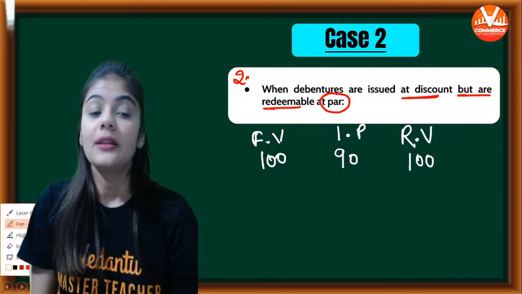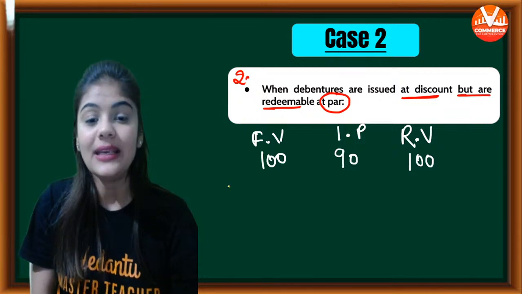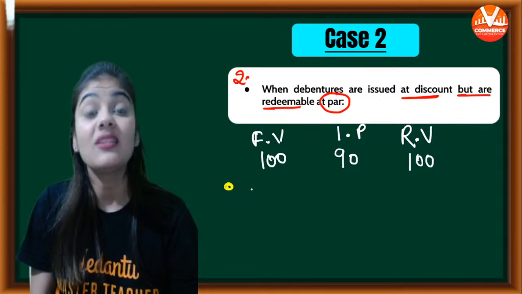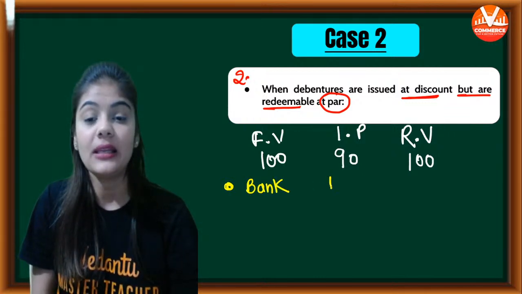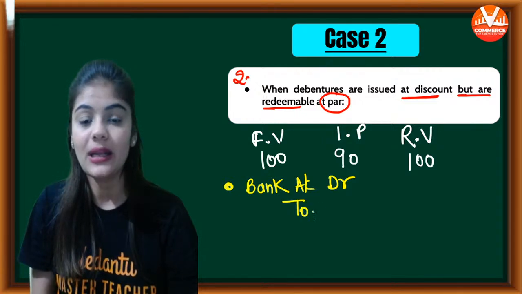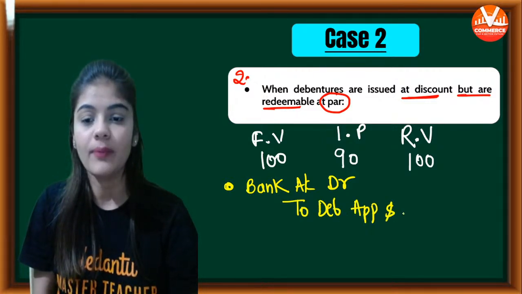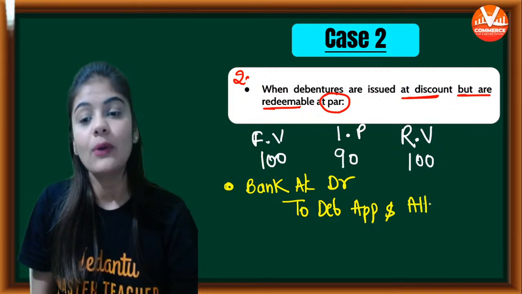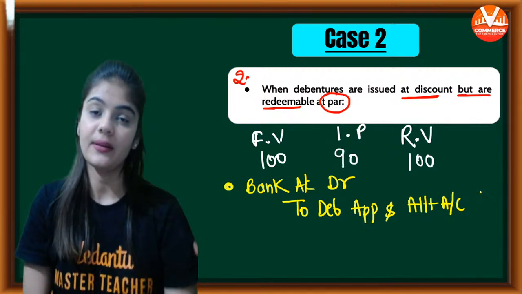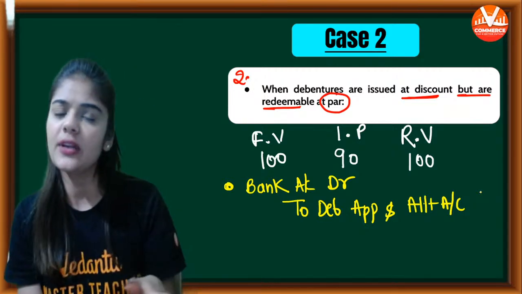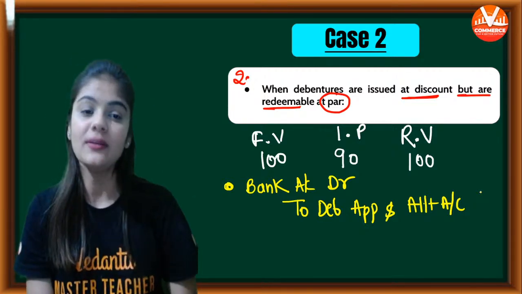Now, the first entry will be application money received. We are receiving application money, bank account debit to debenture application and allotment. Now tell me what will be the amount in this journal entry. How much amount you will record?